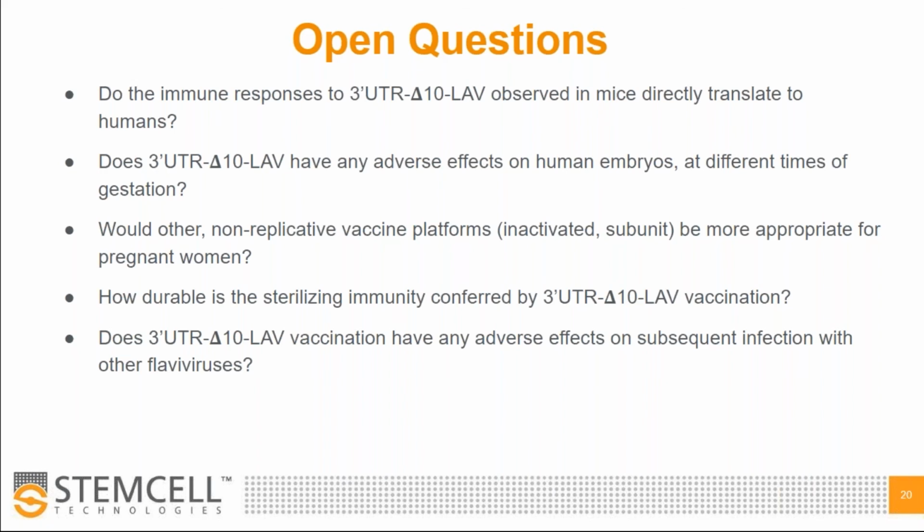And it needs to be seen whether the other non-replicative vaccine platforms are potentially more appropriate for pregnant women. And even though these other vaccine platforms may require multiple rounds of immunization, the human gestational period would allow for that. We don't know yet how durable the sterilizing immunity conferred by delta-10 vaccination is. And also, it will be important to investigate whether delta-10 vaccination has any adverse effects on subsequent infection with other flaviviruses, as some cross-reactive immunity has been observed between dengue virus and Zika virus.